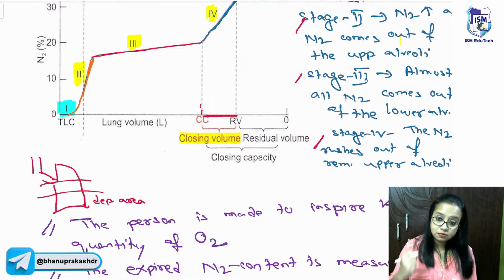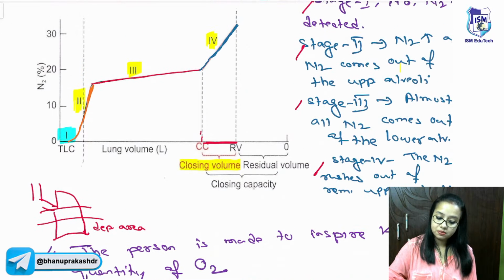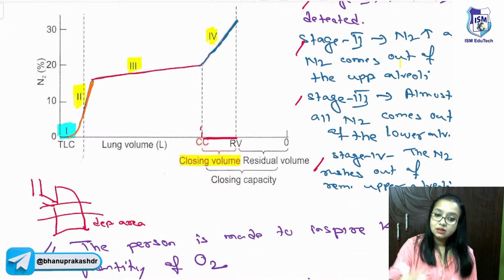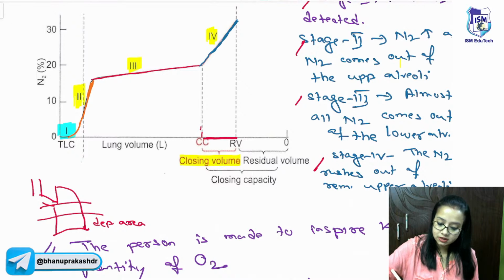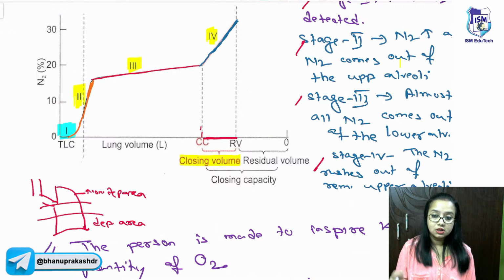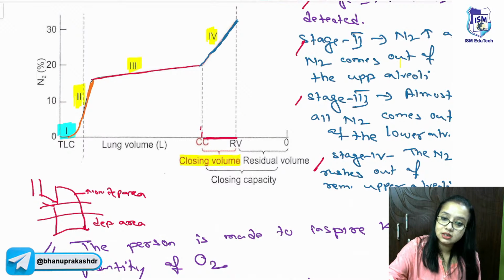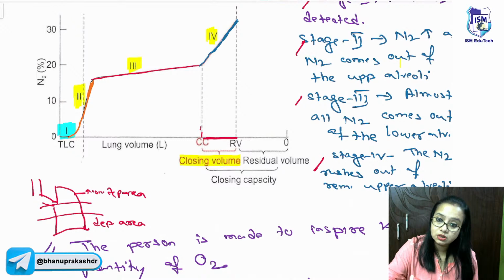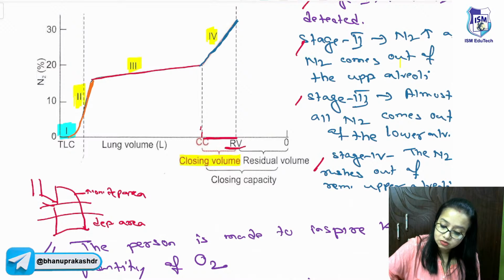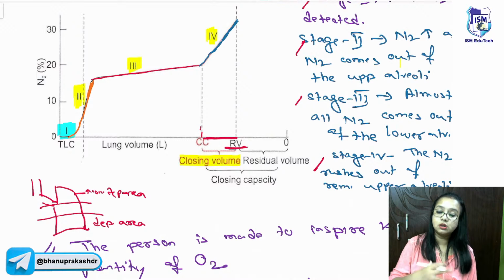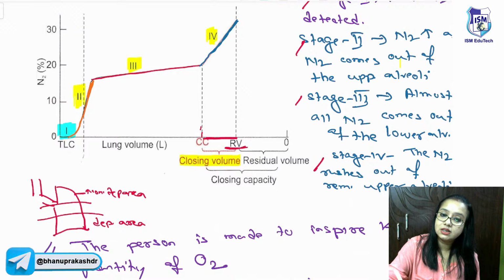Now, further, if lots of pressure is exerted, then air from the upper alveoli, from the region which is non-dependent, where the pull of gravity is not more, also comes out, and it brings out the residual volume air also in the form of nitrogen. So the nitrogen content again increases, because even after the closing volume, whatever is there in the residual volume, which is not supposed to come out, is also coming out. That's why the nitrogen content increases. So this is how the normal curve looks.